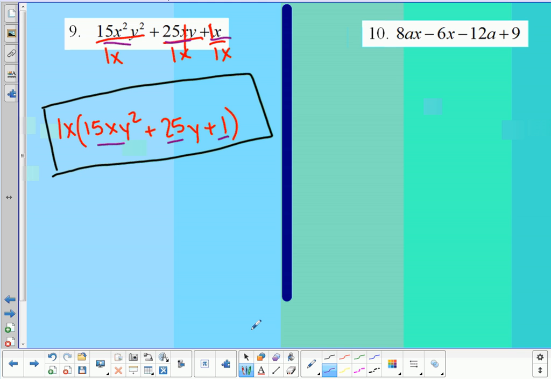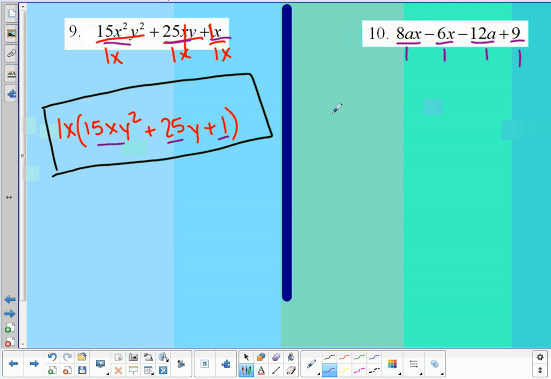So then let's take a look at number 10. In number 10, I have 4 terms, 8ax minus 6x minus 12a plus 9. In this one, 8, 6, 12, and 9 don't have any common factors. 6, 12, and 9 have a 3. 8, 6, and 12 have a 2, but not all 4 of them have anything in common. So this is just a 1 that I'm dividing by.